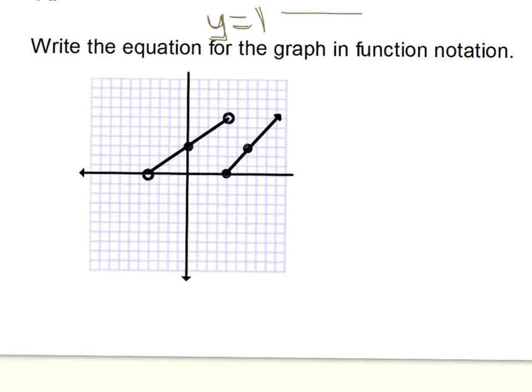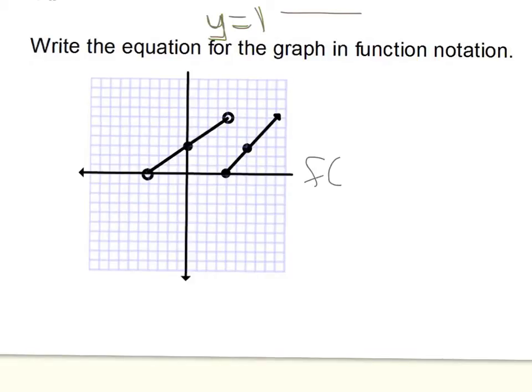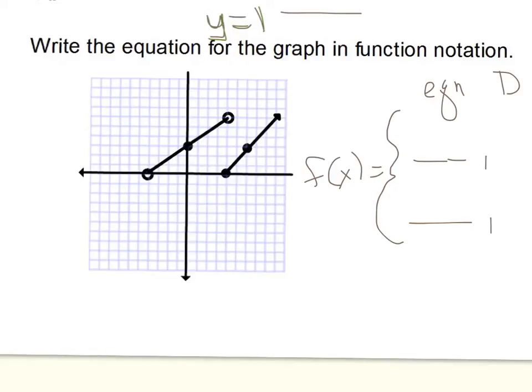let's write the equation for this graph in function notation. All right, so function notation, f of x, if you want to use g of x, I get really excited about f of x, I use it a lot. All right, so there's 2 pieces, so we're going to have 2 parts that we need to fill in. We need the equation, and we need the domain that part is on, all right?